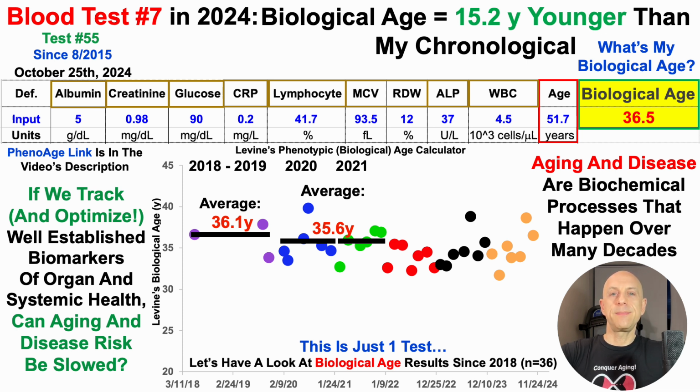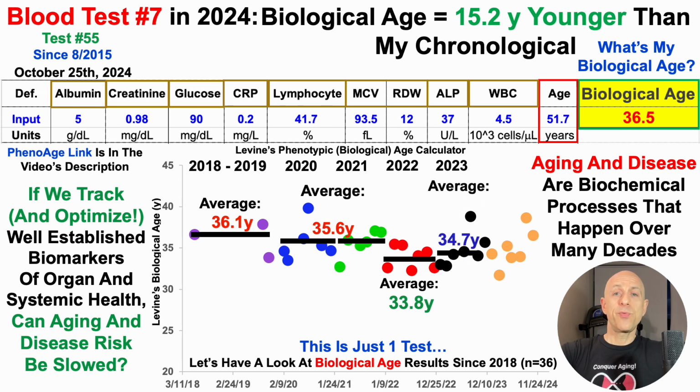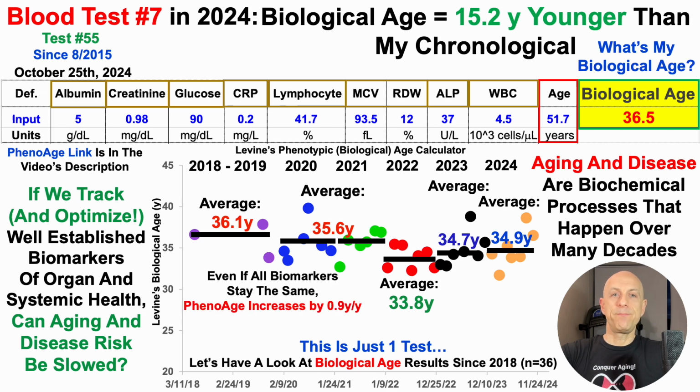I then started to increase testing, adding a 7th test in 2022. And I had my best data yet with an average biological age of 33.8 years. In 2023, it got a small amount worse, 34.7 years over 7 tests. And over the first 7 tests thus far in 2024, it's close to the same as last year, 34.9.